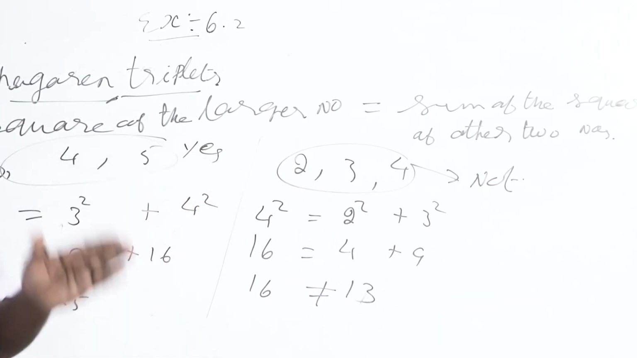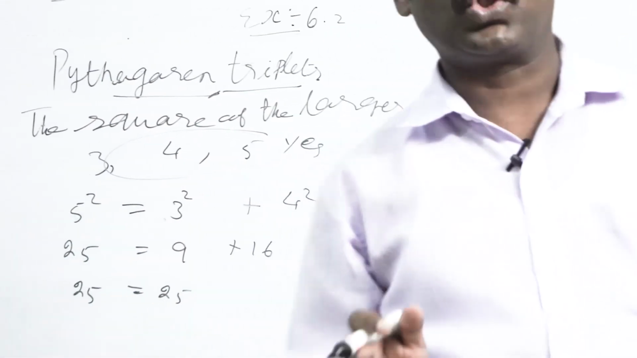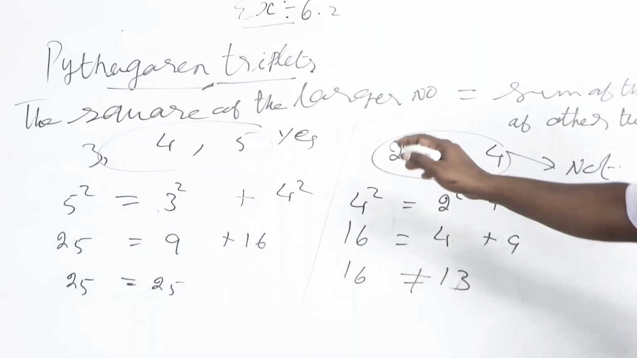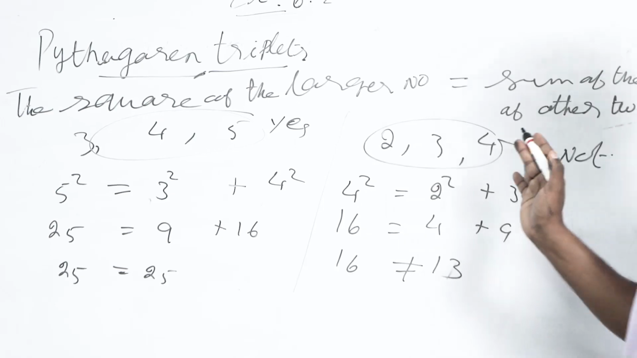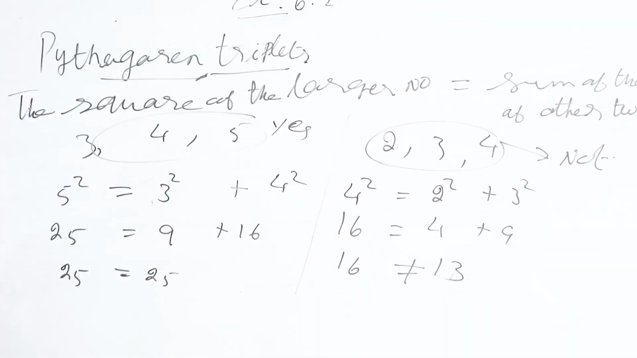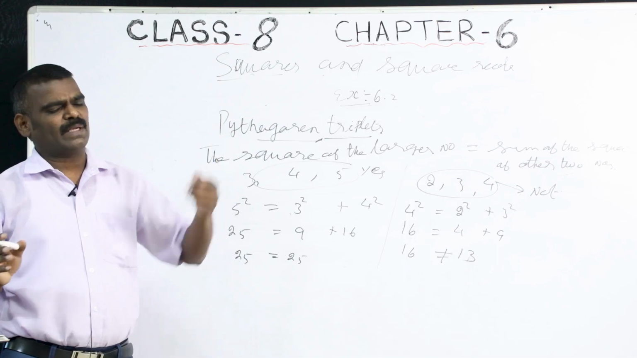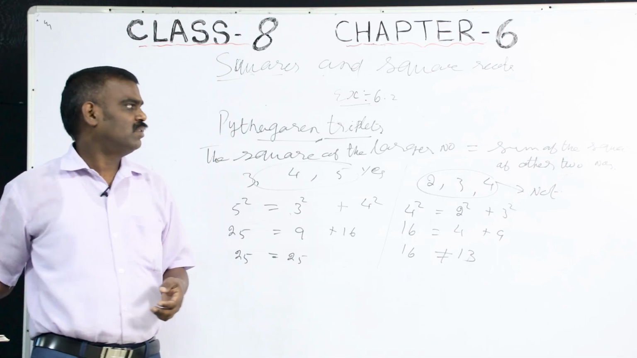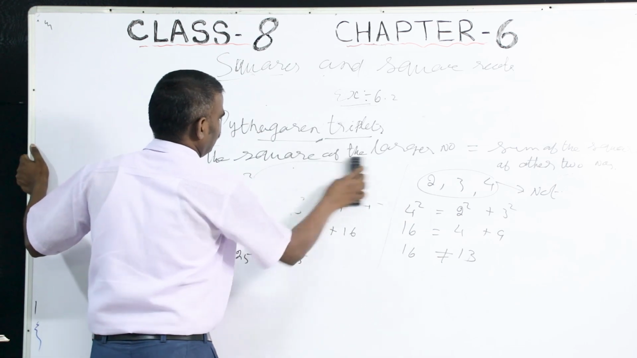Do you understand now? In a Pythagorean triplet, the square of the largest number should be equal to the sum of the squares of the other 2 sides. So likewise, suppose one number is given, how will you find the Pythagorean triplet? That's what I am going to explain to you.